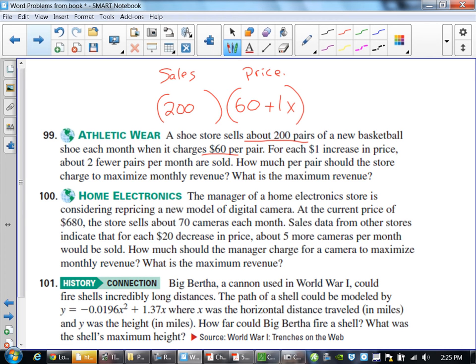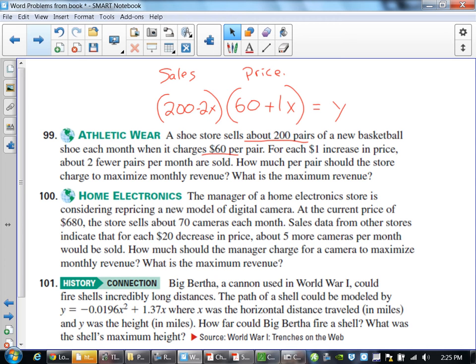So if I was adding 2, I would have 60 plus 2X. Is that for each $2 increase, for each $5 increase? It could be 2X, 5X, whatever. But if I'm adding $1, or adding an increase, what's happening to my sales? Minus 2X, very good. I get minus 2X. So I'm getting some quadratic here.